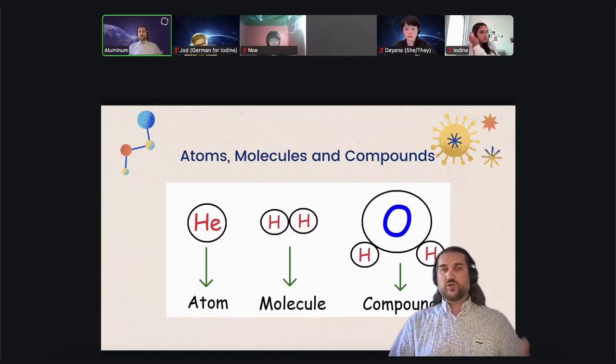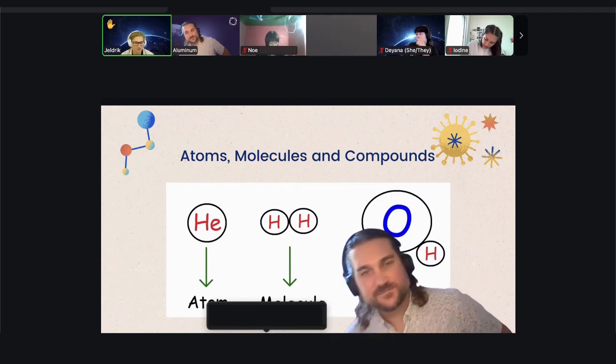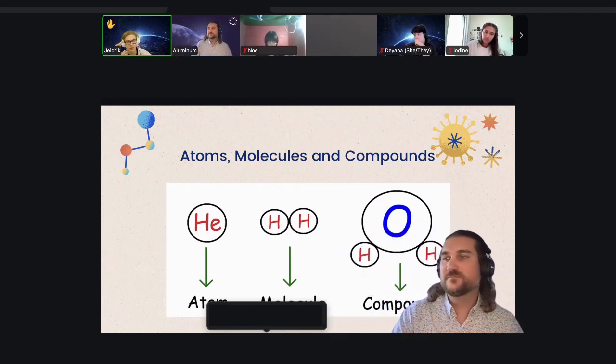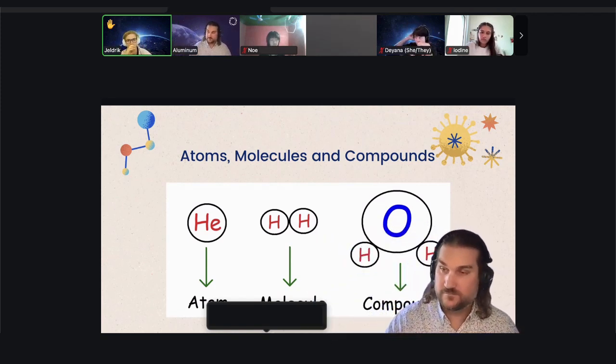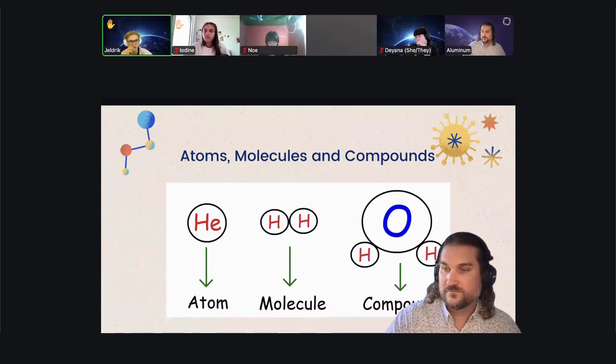So you tell me, what are the three differences here? I know atom and compound. So atom is like one singular atom like iodine or helium, and it's only one. And a compound is basically made of at least two or more different types of elements from the periodic table.